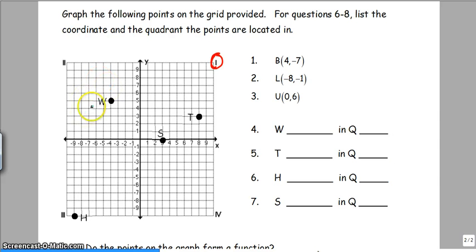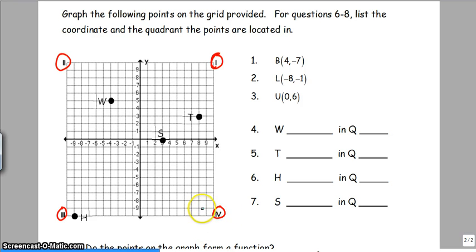Quadrant 2 is my negative x-axis and positive y-axis. We use Roman numeral 2, quadrant 2. Quadrant 3 is the bottom left, negative in the x, negative in the y. This represents quadrant 3. And quadrant 4 is positive in the x, negative in the y.